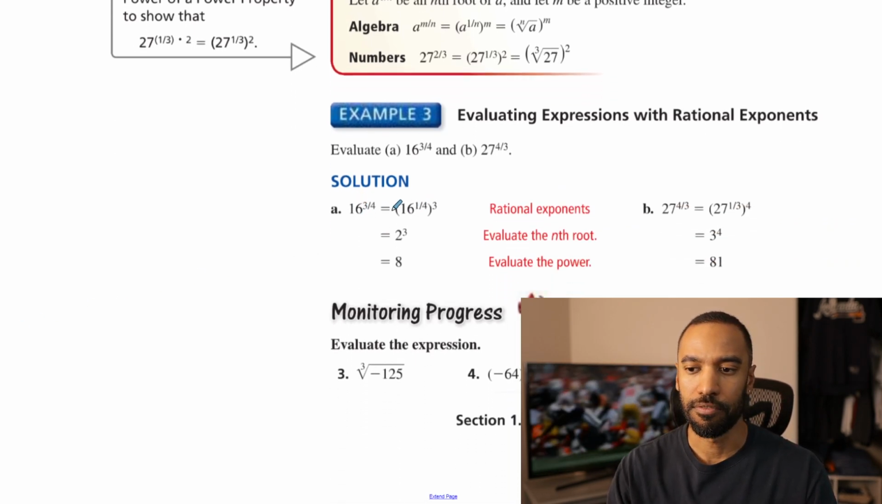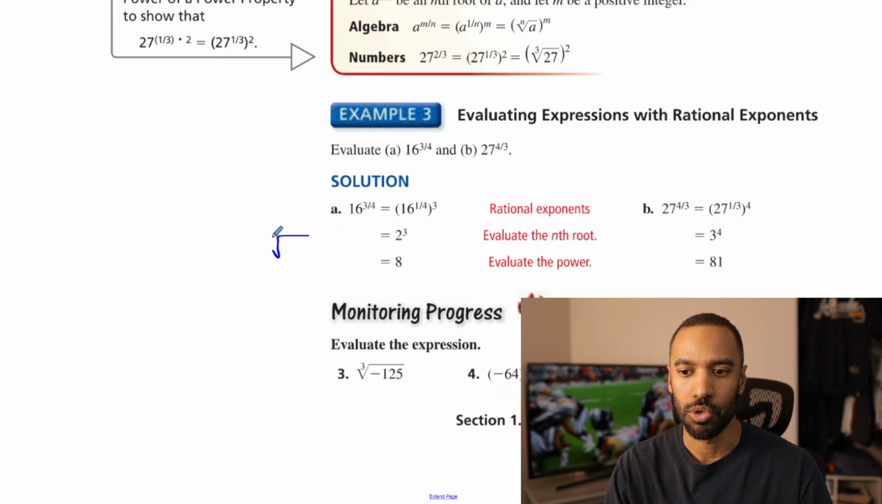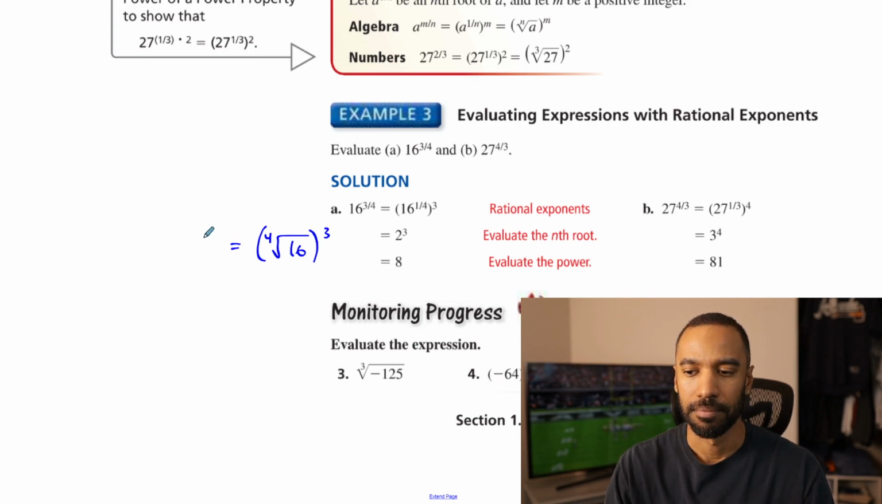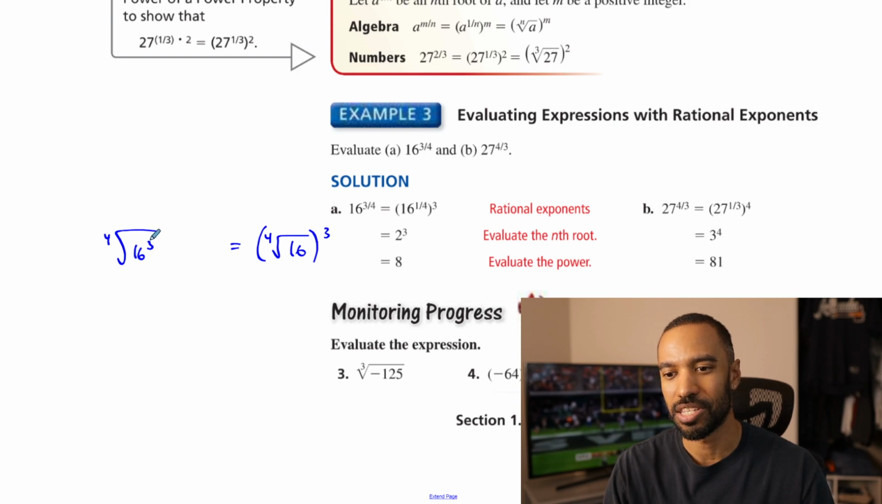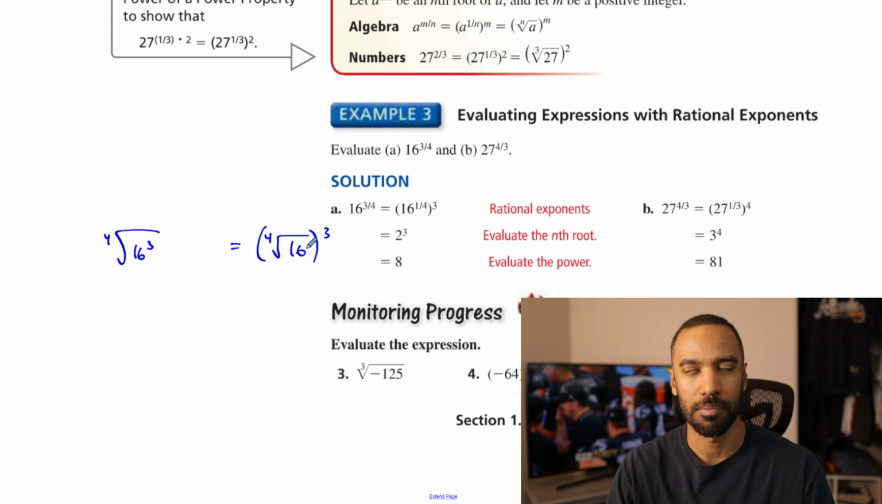So 16 to the 3/4, now they do a split this way. They raise to the 1/4 power. I tend to write the 4th root of 16 cubed, like that. And by the way, let me mention this. You can take the 4th root of 16 cubed or the 4th root of 16, cubed. What's the difference? Either cubing 16 first or taking the 4th root first. You should arrive at the same result.